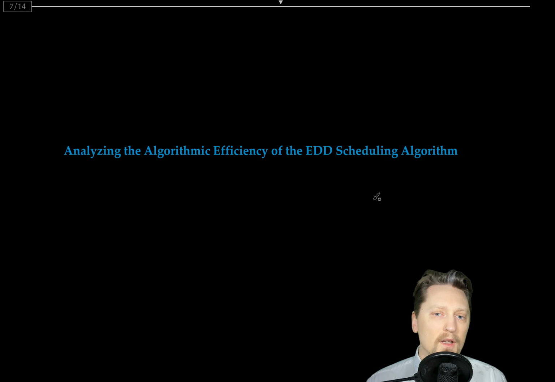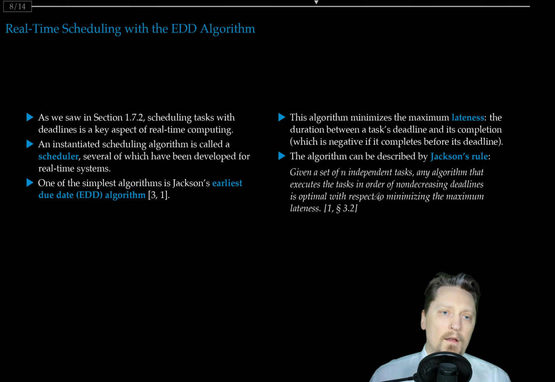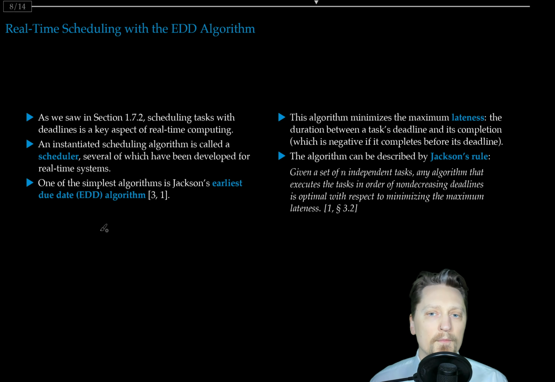Analyzing the algorithmic efficiency of the EDD scheduling algorithm. As we saw in section 1.7.2, scheduling tasks with deadlines is a key aspect of real-time computing. An instantiated scheduling algorithm is called a scheduler, several of which have been developed for real-time systems. One of the simplest algorithms is Jackson's earliest due date algorithm.